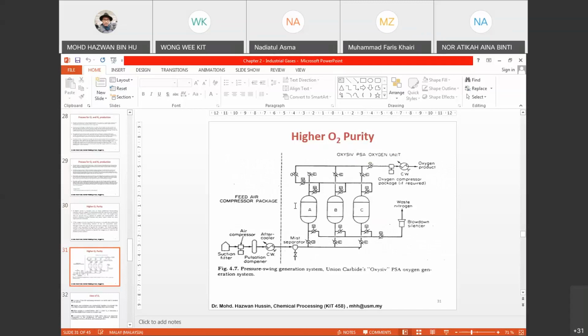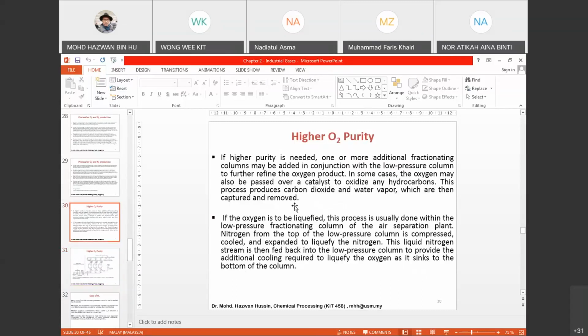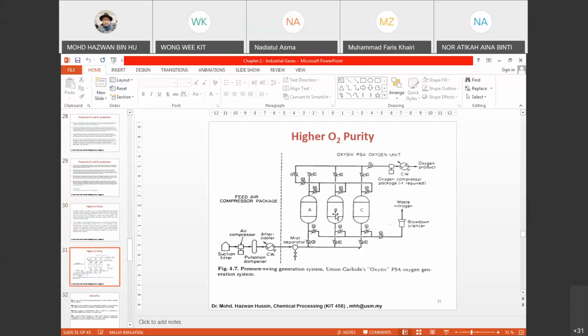So this is actually how the purification of oxygen is done. As I said in the previous slide, if you need more purity of oxygen, you will add more fractionation columns with low pressure column features. Over here you will see that the pressure swing adsorption units installed are around 3, but the more columns that you have, the better the purity of oxygen that you will get.